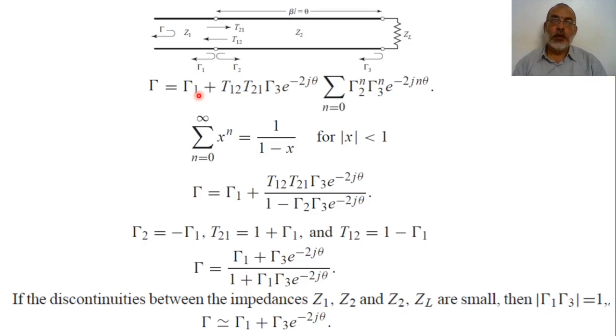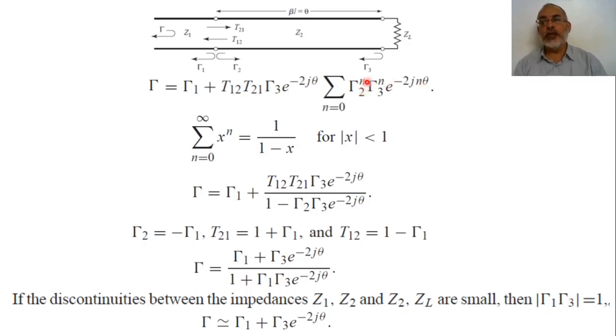So we have the total reflection now in the form of gamma 1 plus T12 multiplied by T21 multiplied by gamma 3 e to the power minus j2 theta, multiplied by the summation over n from 0 to infinity of gamma 2 to the power n multiplied by gamma 3 to the power n multiplied by e to the power minus j2n theta.